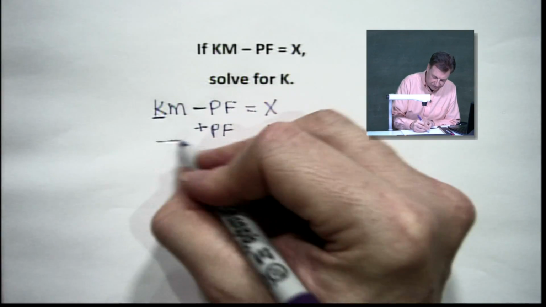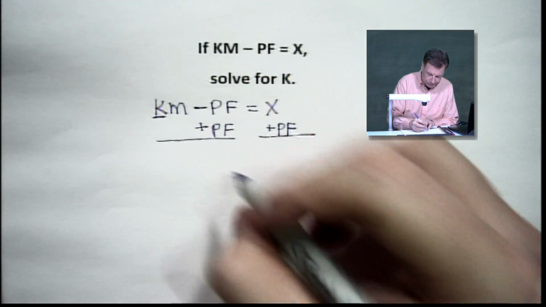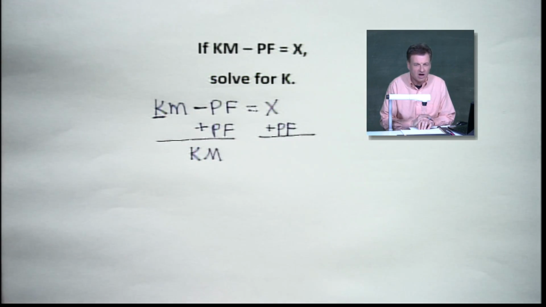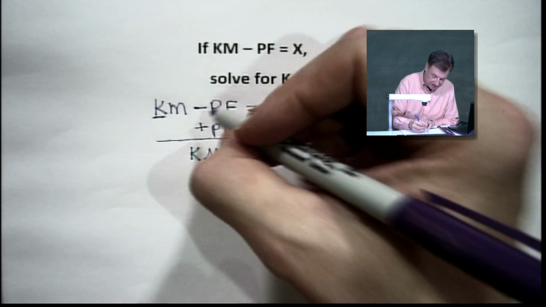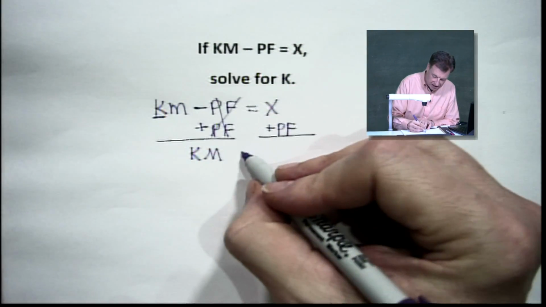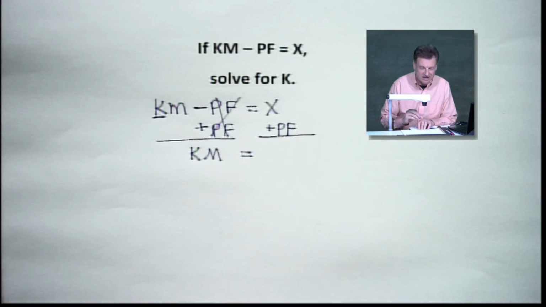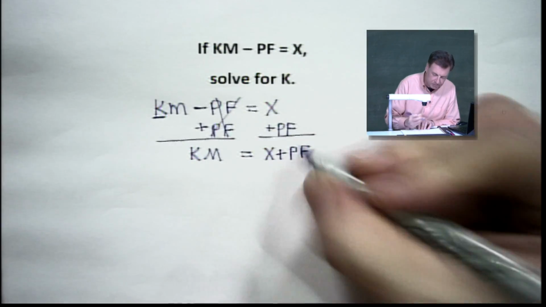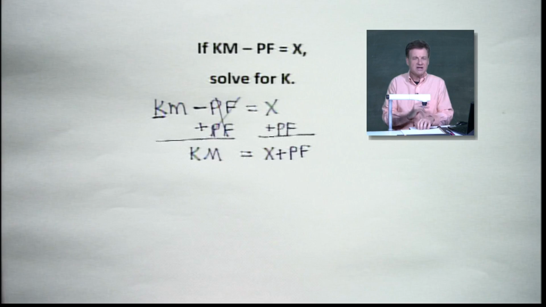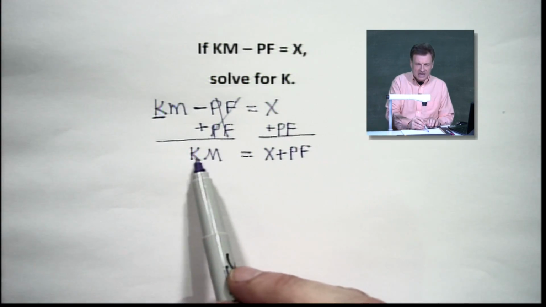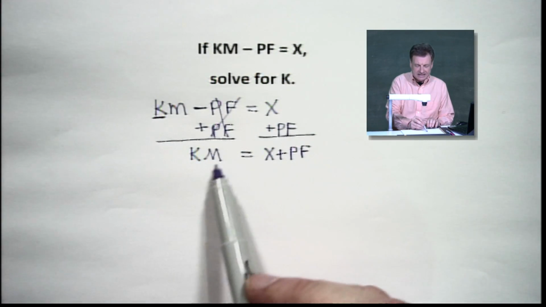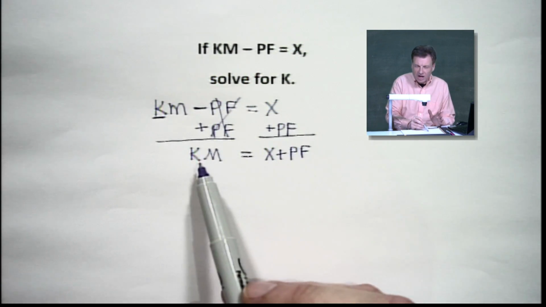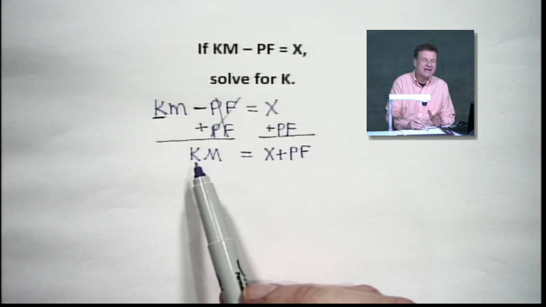And we've got a little bit better situation. We've got K, M hanging on over there on the left side. These guys say goodbye. And the PF appears on the right. Again, keep it separated. It's X plus PF. Now notice how is our K and M related together? They're multiplied. They're a product, if you will. How do you undo a multiplication? You undo it by dividing.